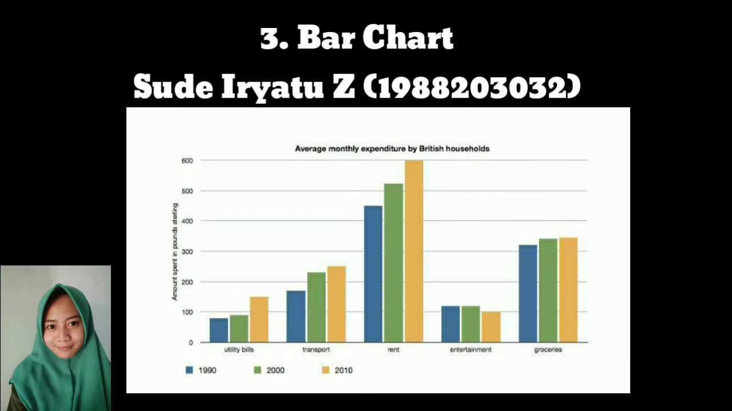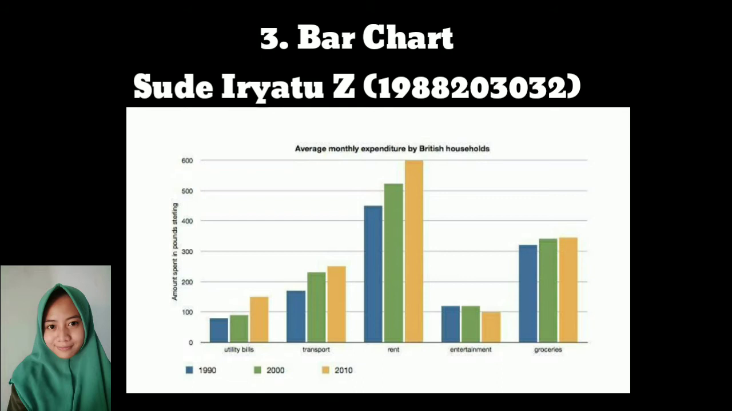Bar chart. A bar chart or bar graph is a chart or graph that presents categorical data with rectangular bars with height or length proportional to the values that they represent. The bars can be plotted vertically or horizontally. A vertical bar chart is sometimes called a column chart. The bar chart demonstrates the monthly expenses made by households in Britain in 1990, 2000, and 2010.